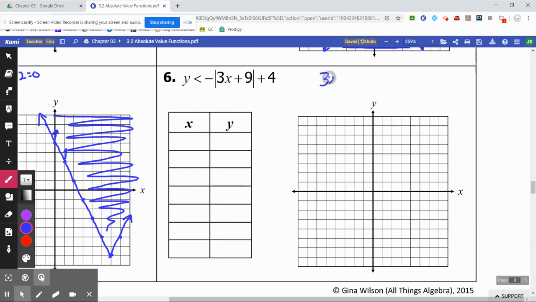Again, 3x plus 9. Set it equal to 0. Subtract 9, divide by 3, gives you -3. When you plug that in, this will be negative. Let's say 3 times -3 is -9, plus 9 is 0, the absolute value is 0, take the opposite, 0, 0 plus 4 is 4. So there's your vertex at (-3, 4). Now pick some points on each side. We can do -2, -1, and 0 on one side, -4, -5, and -6 on the other.